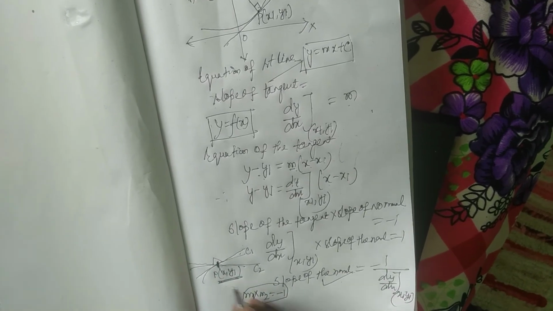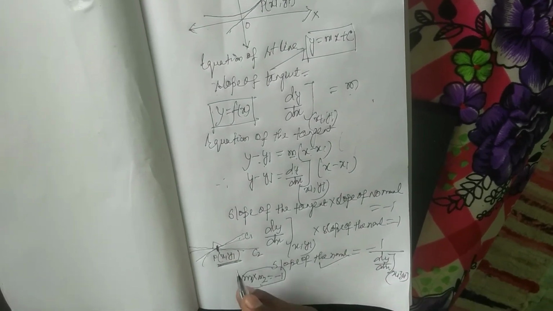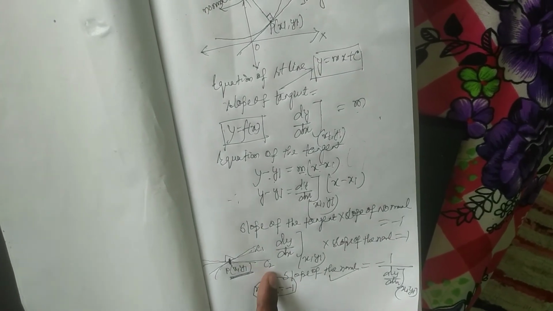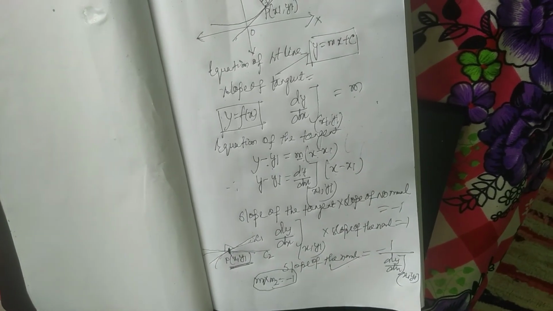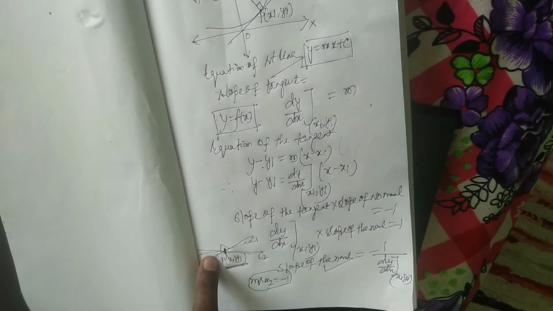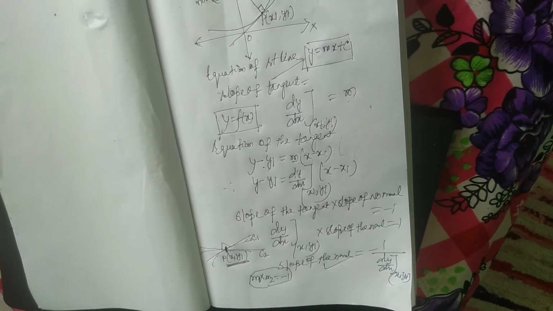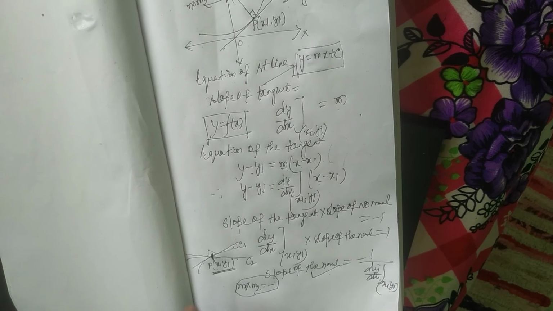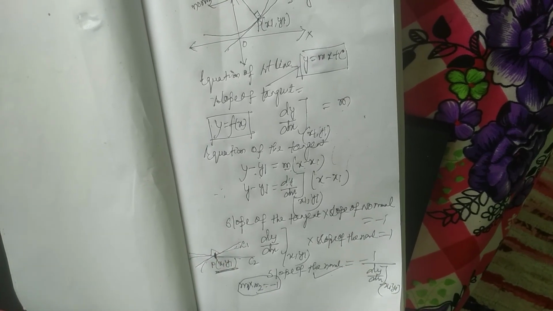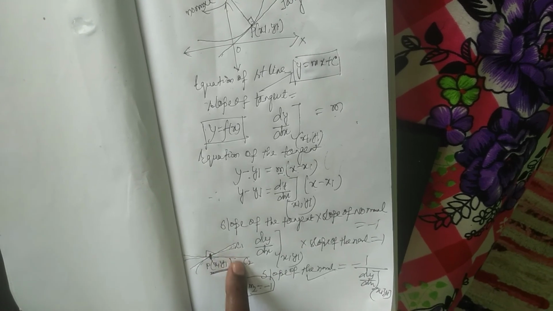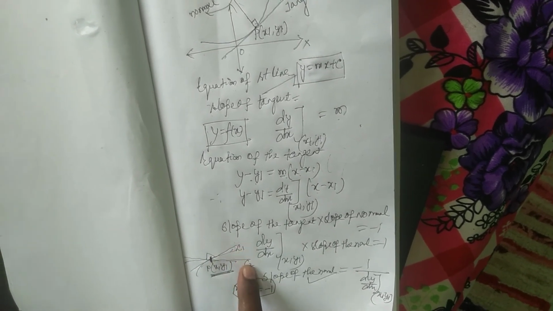At that point, you have to find dy/dx for the first curve, and similarly dy/dx of the second curve. Put the point (x1, y1) in dy/dx of the first curve, that is m1. Similarly, put the point (x1, y1) in dy/dx of the second curve, that is m2, and m1 times m2 is equal to -1. If m1 times m2 is -1, then the curves are said to be orthogonal to each other. Understood, all of you?